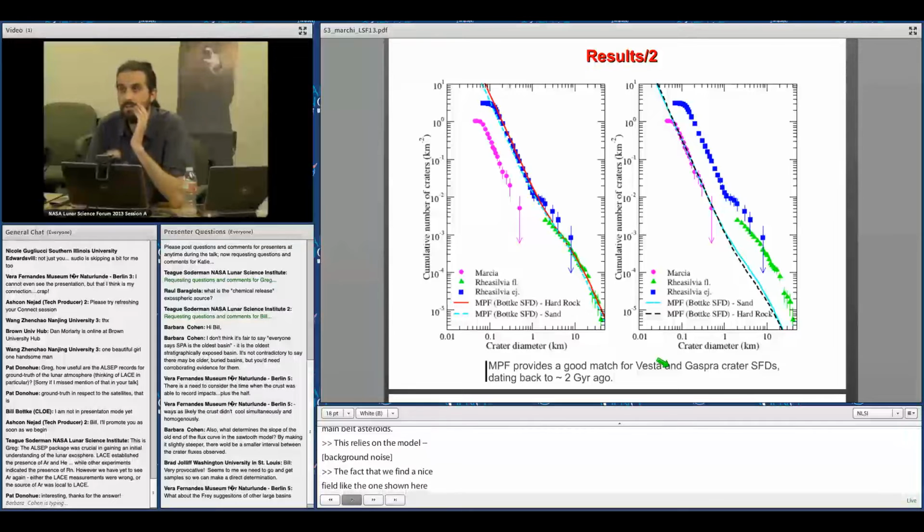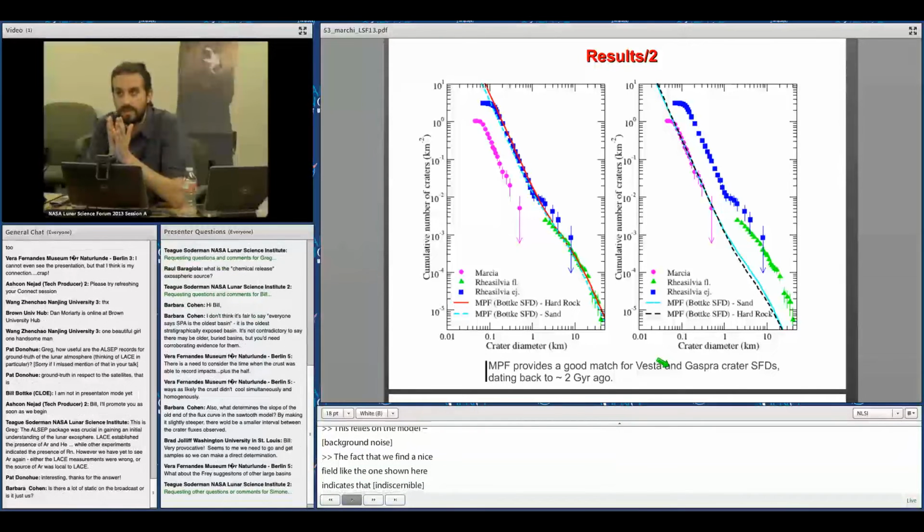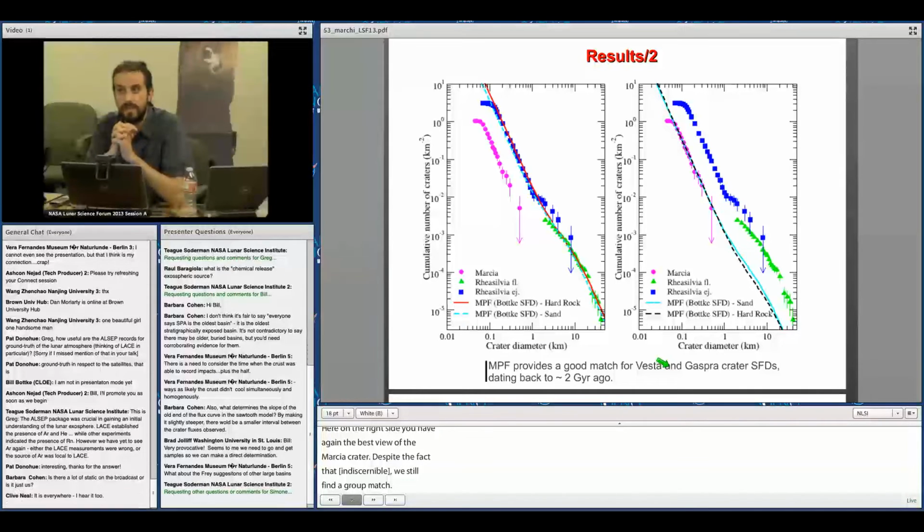And here, on the right hand, you have, again, a best fit of Marcia crater. So despite the fact that there is a great difference in crater density, or in age, if you will, we still find a good match with the data. So altogether, the data from Vesta and Gaspra suggest that the current shape that we see in the crater size frequency distribution has been relatively constant, even in the main belt, which is the source of the NEOs, over a time span which goes from a few hundred million years all the way back to maybe 3 giga years.